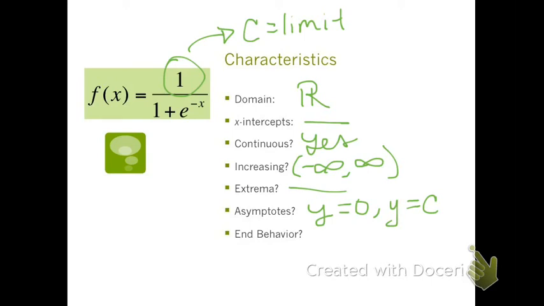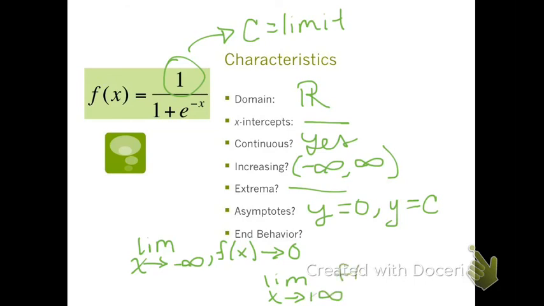And for the end behavior, I'll write this out in limit notation this time. The limit as x approaches negative infinity, f of x approaches 0, we get that asymptote at the bottom. And the limit as x approaches positive infinity, f of x is going to get really close to c. It's another way of describing those asymptotes, more or less.